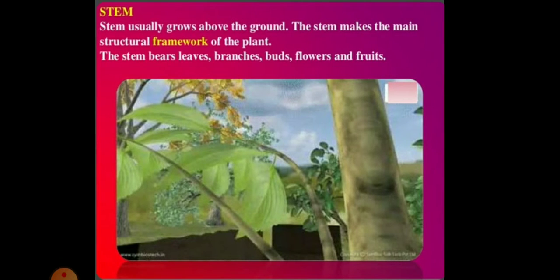Children, the stem usually grows above the ground, and we know that the stem makes the main structural framework of the plant. The stem bears leaves, branches, buds, flowers, and fruits.